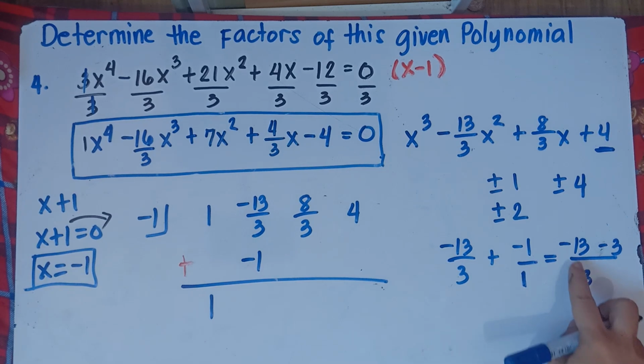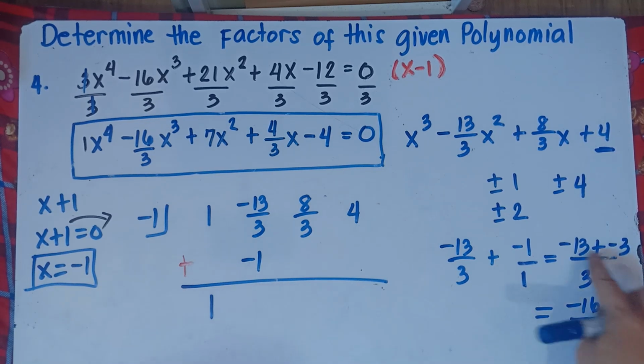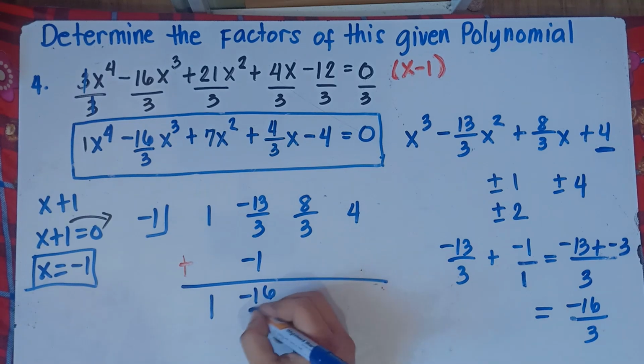Alright, and negative 13 plus negative 3. You can put a plus sign here. Copy the plus sign. Then 3 divided by 3 is 1, and 3 divided by 1 is 3 times negative 1, that's negative 3. And negative 13 plus negative 3, that's negative 16 over 3. If they both have negative signs, simply copy the negative sign, then add the numbers. 13 plus 3 is 16 over 3. So negative 16 over 3.